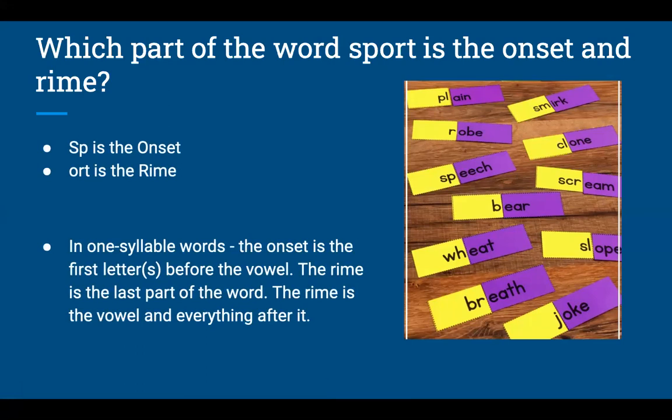In one syllable words, the onset is the first letters before the vowel, and then the rhyme is the last part of the word, so it's the vowel and everything after. And then to the right, you can just see some examples.